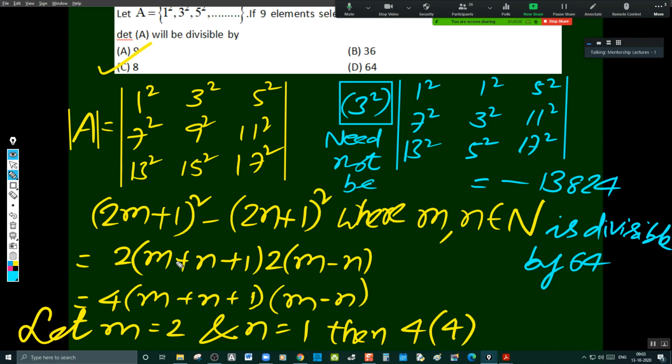First of all, you tell me, when you make the row operations or column operations, whatever element you get in all these rows and columns which are operated, will it be in this form or not? Yes sir, definitely it will be in this form only. So from there we can take a common element, which becomes common for all. So divisible by 4 is certain, then m plus n plus 1 into m minus n.